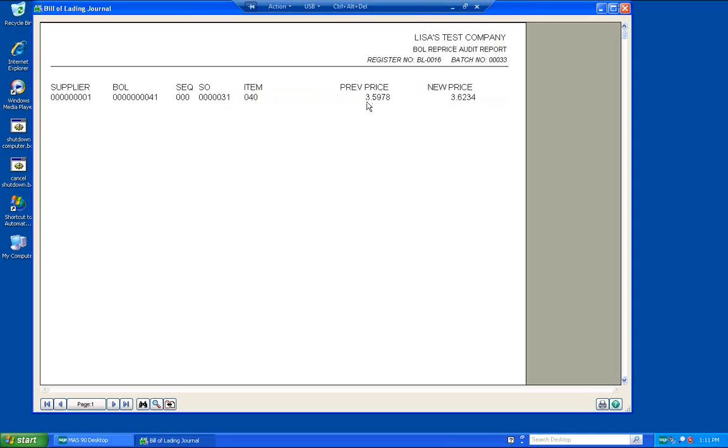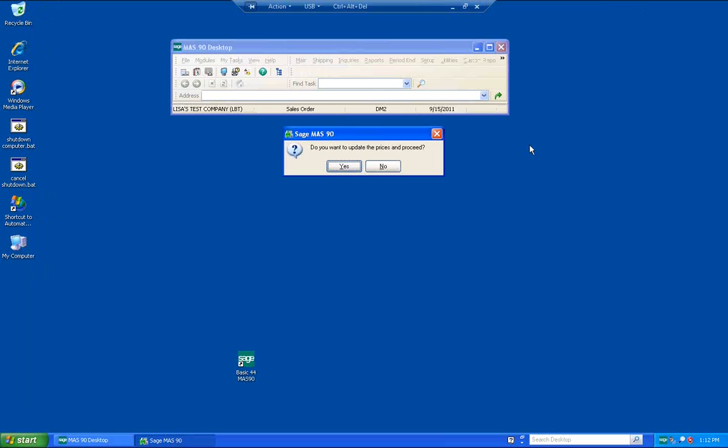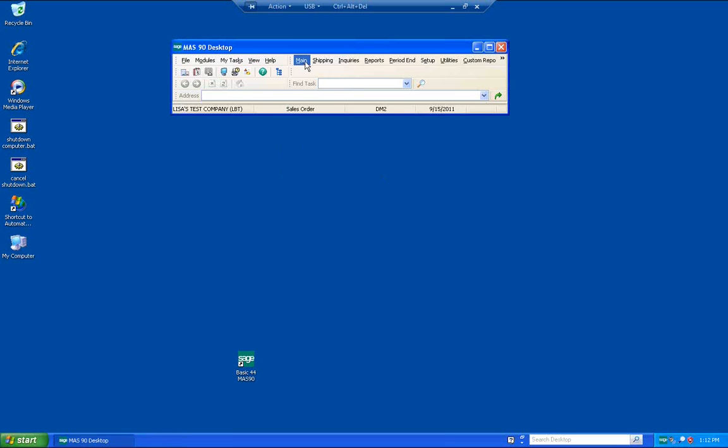Here is what the price was. Here's what the system wants to change it to. It's automatically updating the pricing based on the bill of lading's date and time and the customer's pricing setups. However, our user is making an executive decision and decides to put the price back to what it was. So he answers no. He doesn't want to update it. So he's going to go back into the bill of lading.